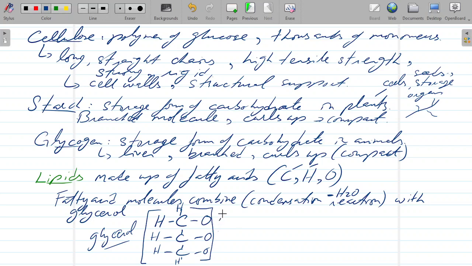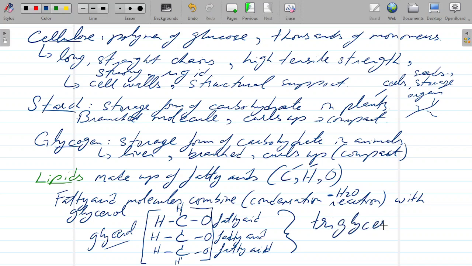Then you have fatty acid molecules at each of these positions, so you've got three of them. And this is called a triglyceride. Tri meaning three, and glyceride meaning glycerol molecule. So this is a glycerol molecule with three fatty acid chains attached to it. It doesn't always have to be that way, but that's the one that we're going to talk about.